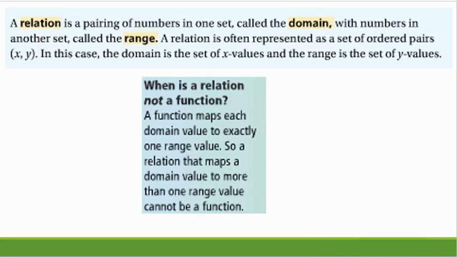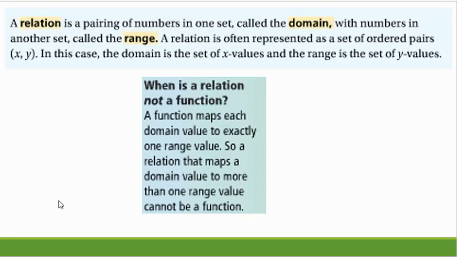First, let's define what a relation is, what a domain is, and what a range is. A relation is a pairing of numbers in one set, called a domain, with the numbers of another set, called a range. A relation is often represented as a set of ordered pairs. In this case, the domain is a set of x values and the range is the y values.